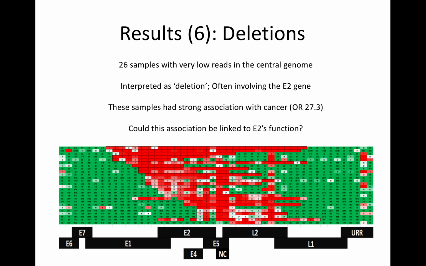As mentioned, 26 samples were shown to have very low reads in the central genome, often involving the E2 gene. These samples also had a strong association with cancer, with an odds ratio of 27.3. This could potentially be linked to E2's function in suppressing E6 and E7, and could also be a marker of HPV host integration.